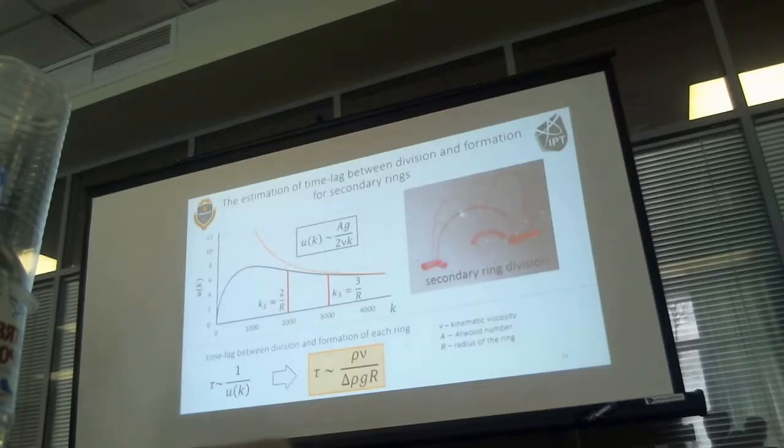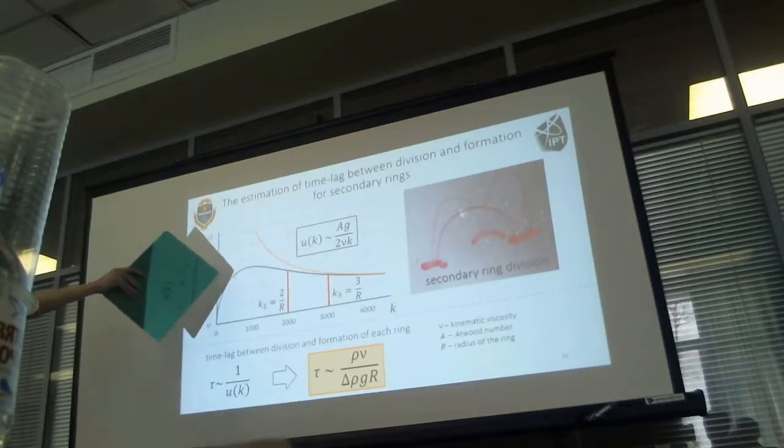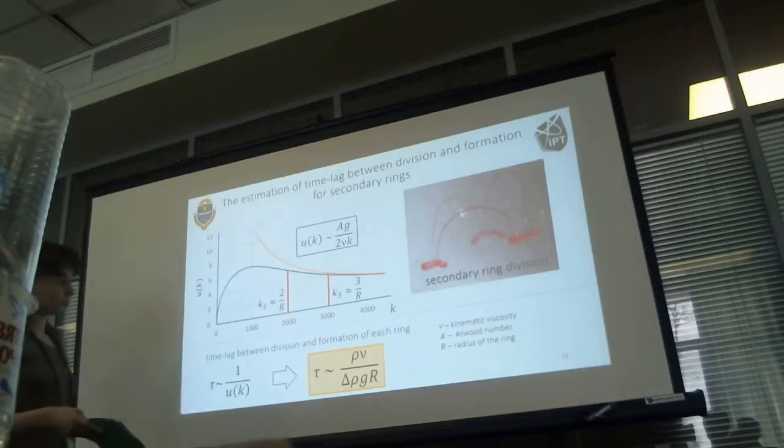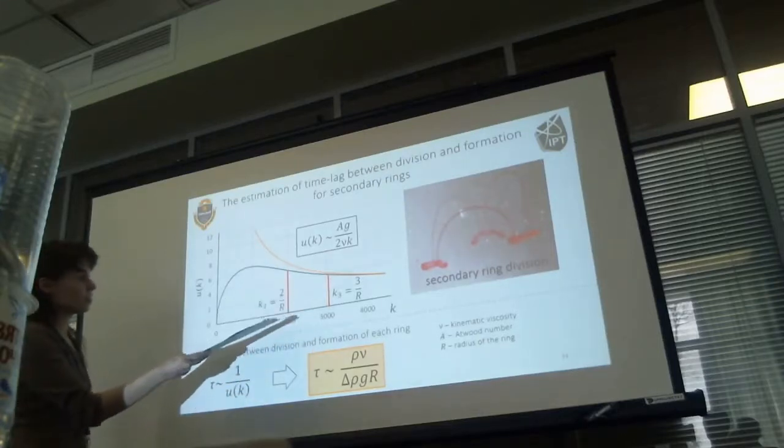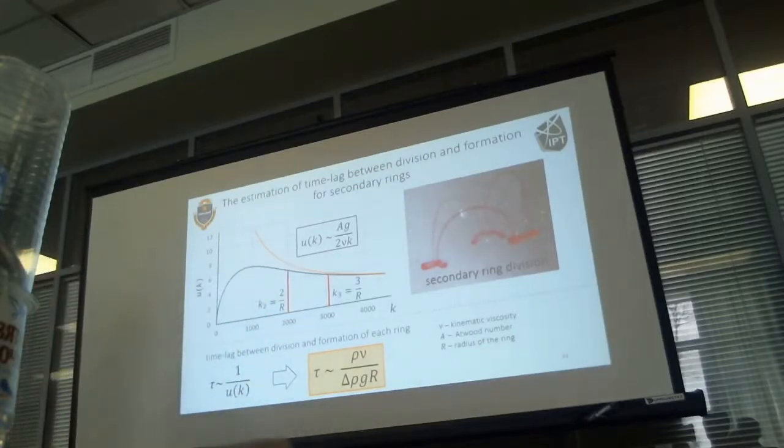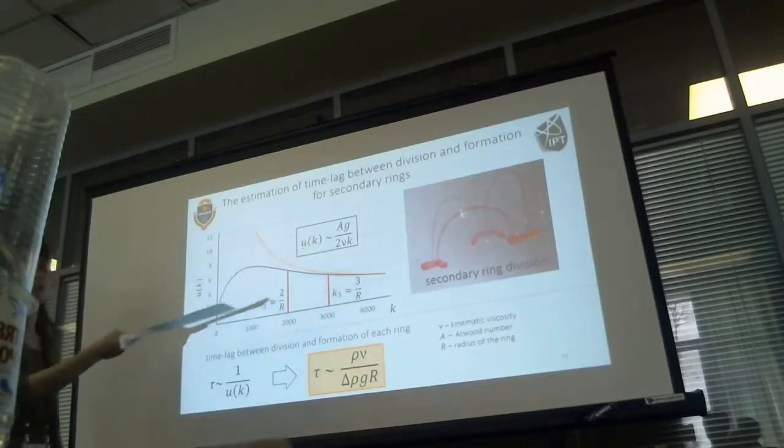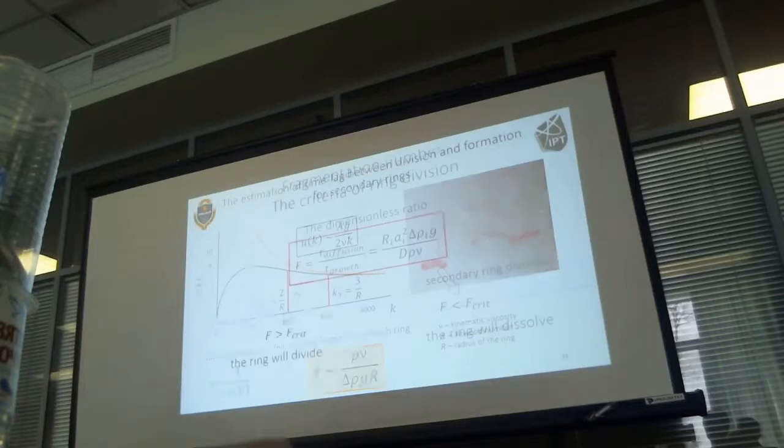The dynamics of secondary rings should be taken into account because the secondary rings are too small for the wavelengths of the optimal growth rate. And so the small ring divides into two parts, because the division into two parts corresponds to the maximal growth rate of instability.